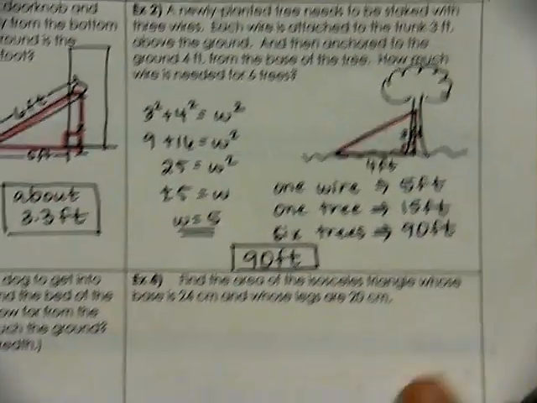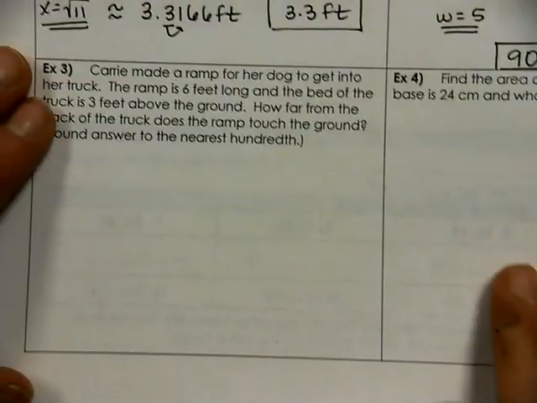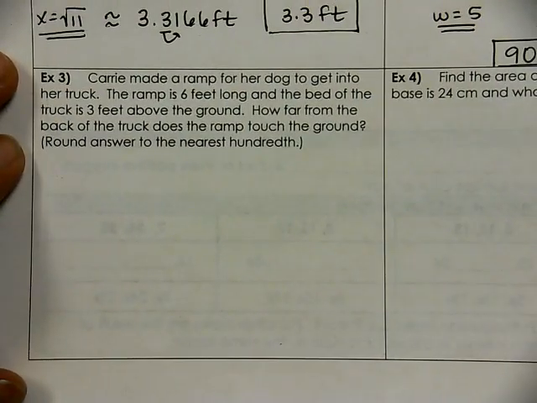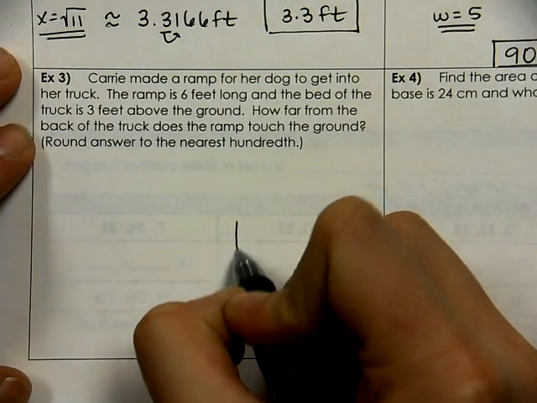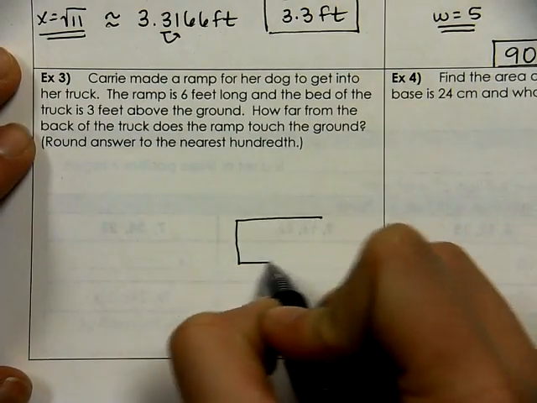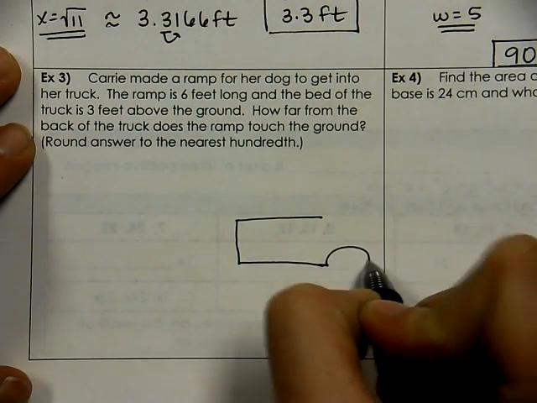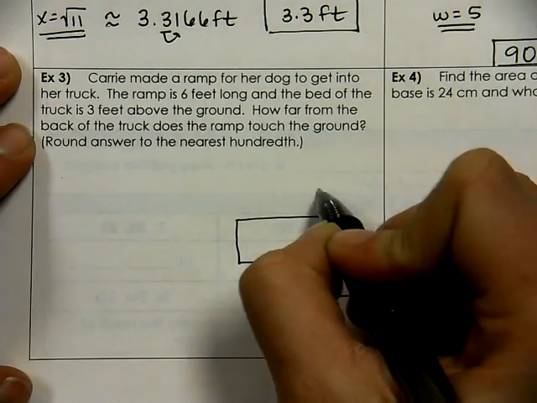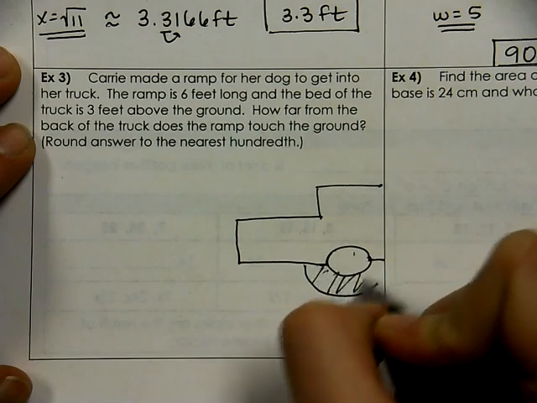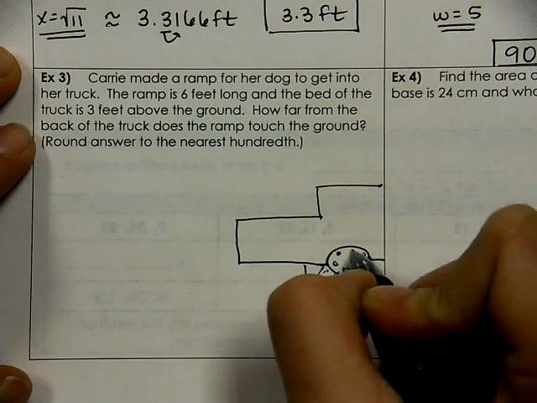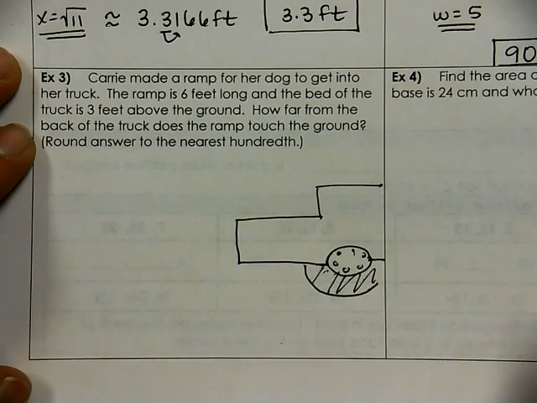For the next one, it says Carrie made a ramp for her dog to get into her truck. The ramp is 6 feet long and the bed of the truck is 3 feet above the ground. Okay, so we got a truck. We have wheels here. Okay, here's my truck. Little hubcaps. All right, you get the picture.